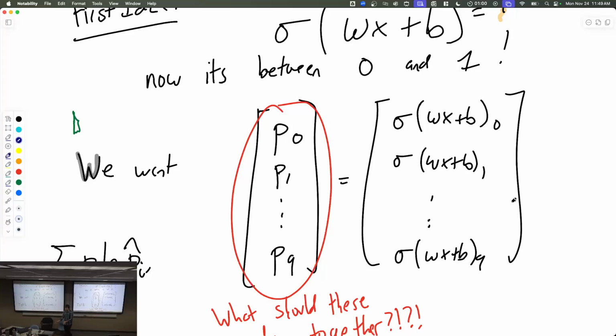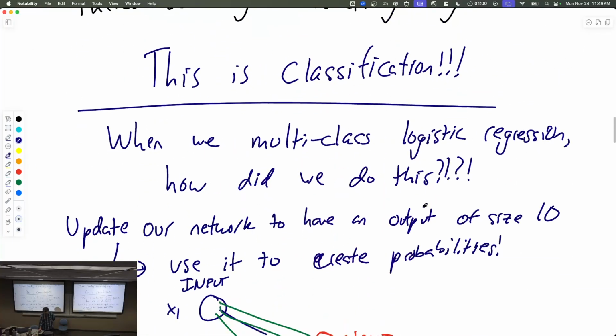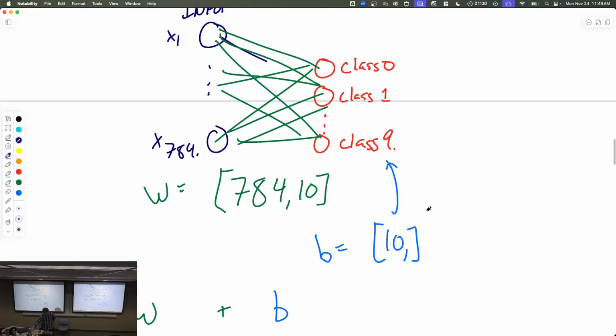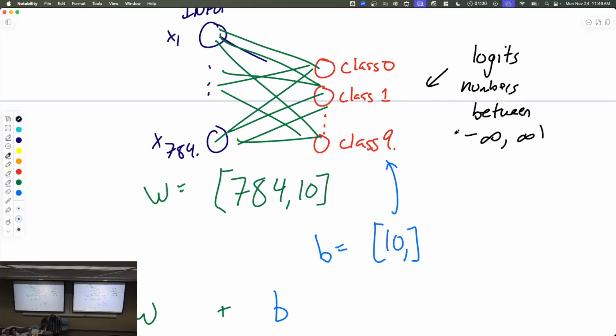When there are 2 classes, then we use the sigmoid. But now we have 10 classes. So what do we have to do? Well, we have to convert the logits into the probabilities. So these numbers are called logits. They're numbers between negative infinity and infinity. And we must convert them into probabilities.